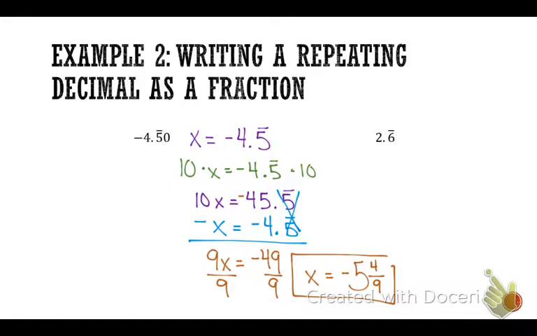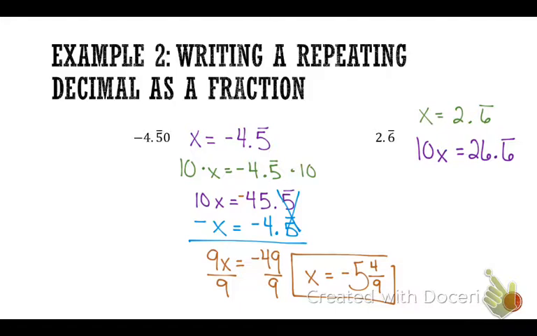Okay, so 2.6 repeating. We have x equals 2.6 repeating. I multiplied by 10. Mason, I'm going to do some of this mental math if that's okay. 10 times x is 10x. Does everybody see how I got 10x? Because I multiplied by 10. When I multiply 2.6 repeating times 10, I get 26.6 repeating. Everybody see how I got that?